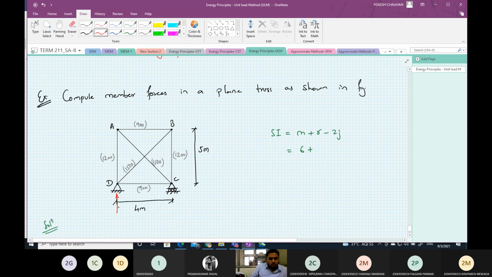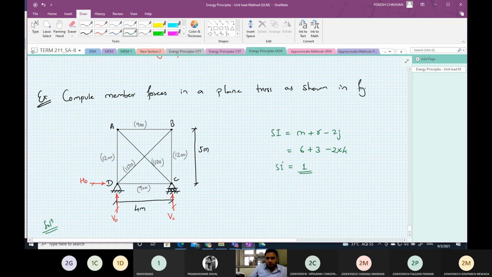1, 2, and 3. This we call it as VD. This is HD. This is BC. So 3 reactions minus 2 into number of joints 1, 2, 3, 4. So it will be 1.